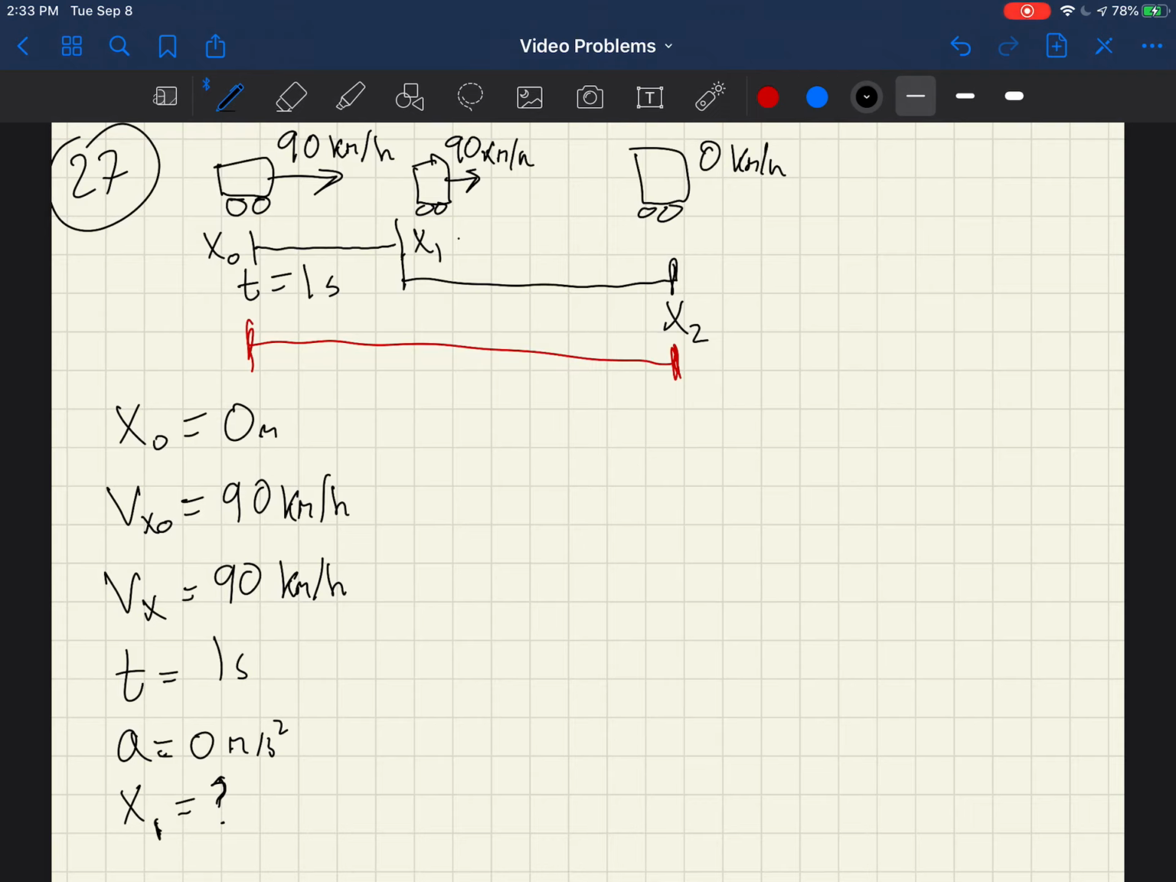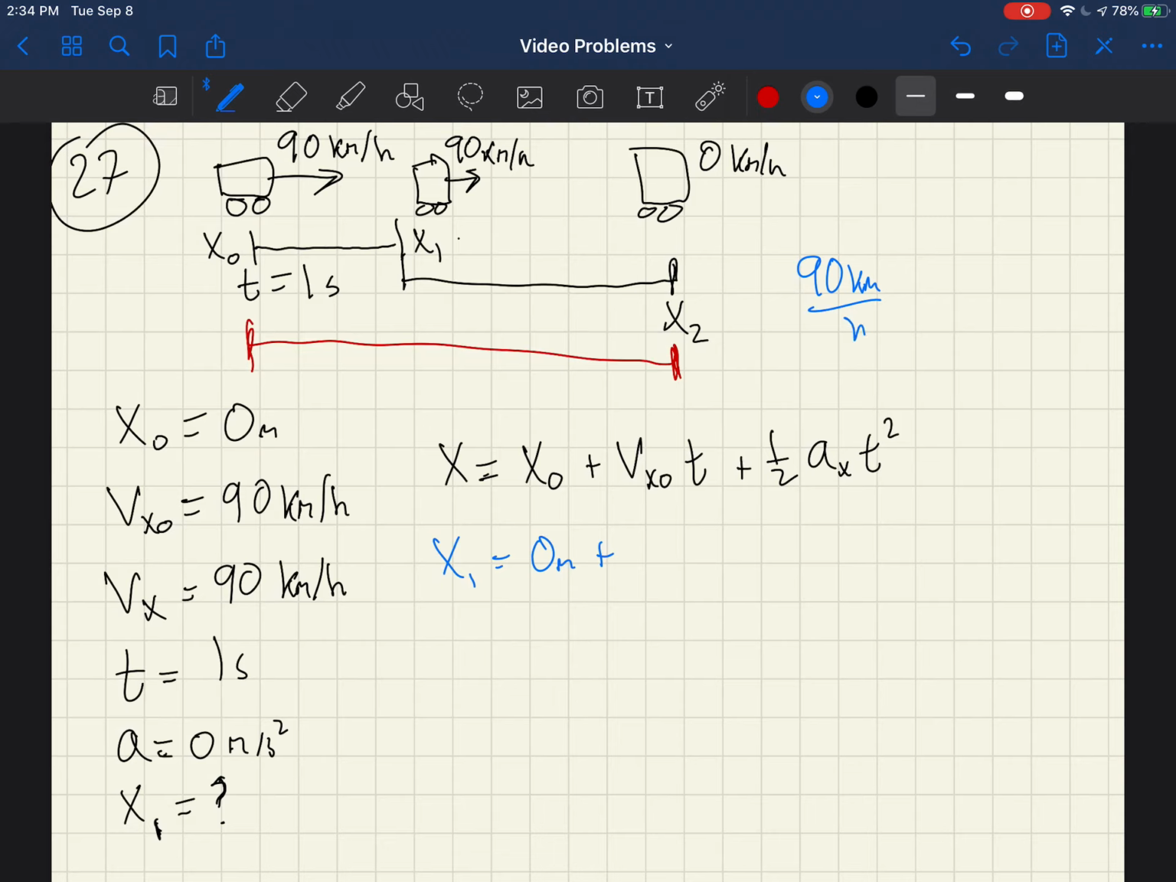All right, so let's just use that second equation. We have x is equal to x0 plus vx0 times t plus 1/2 ax t squared. And we're just going to plug in our numbers. So this is going to be x1. It's going to start at 0 meters. It's going to be initially moving at, we actually have to do this first.